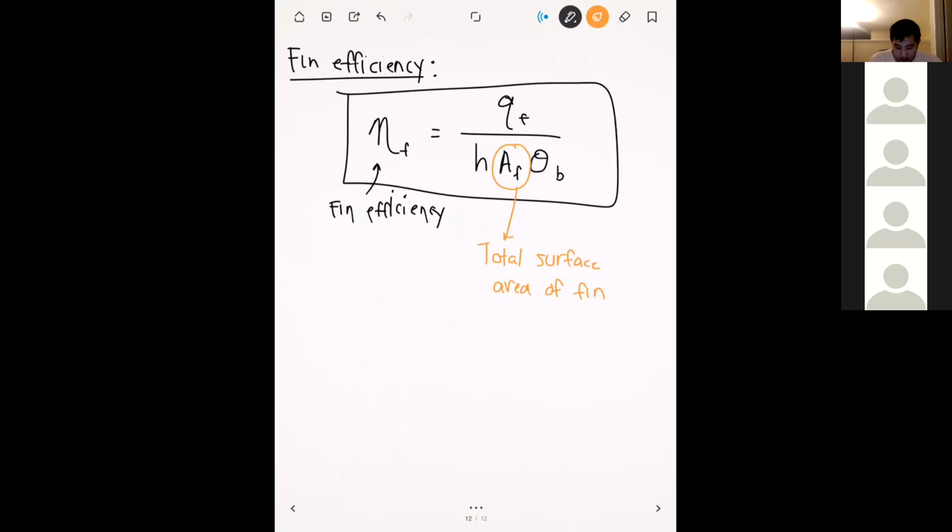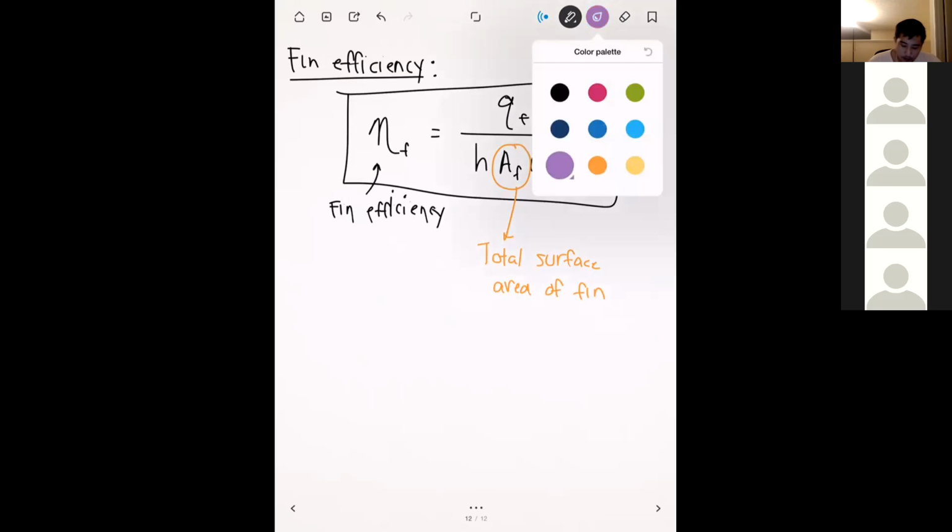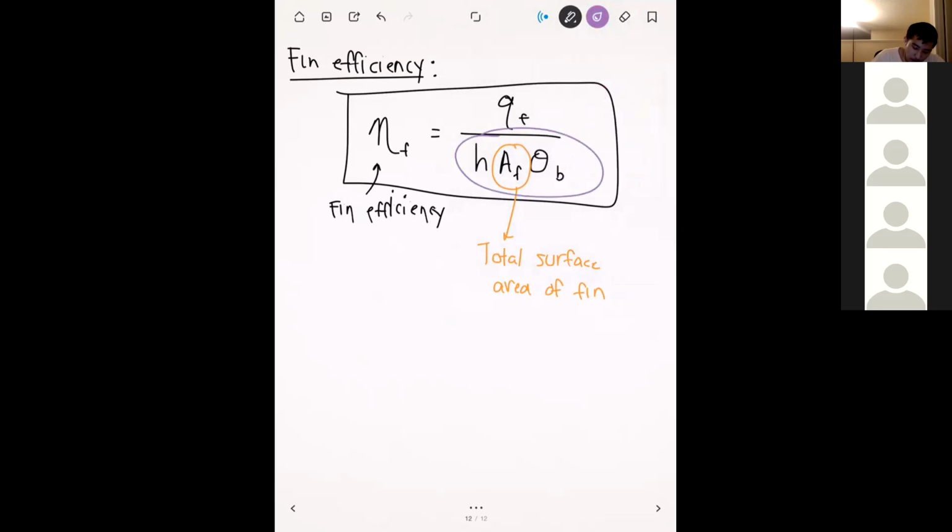Basically, this is another ratio. This thing on the bottom right here is the theoretical maximum heat transfer that you can get from the fin.